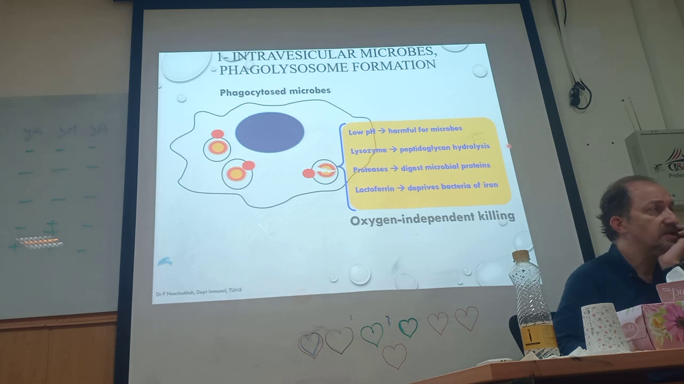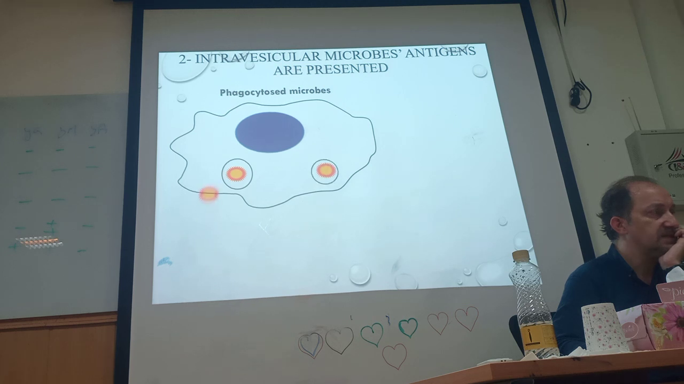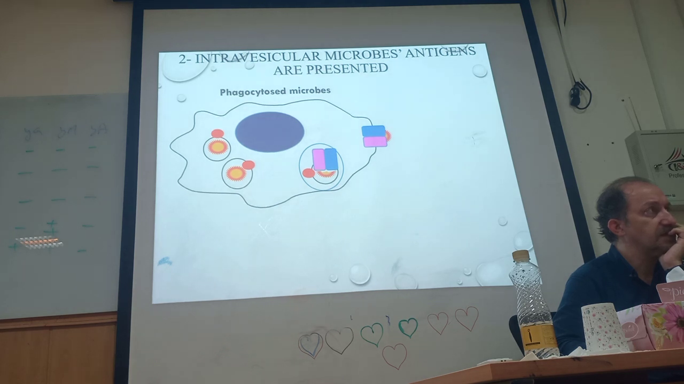So the second one is intravesicular microbe antigen. Again, this is the phagocytosed microbe. Again, it goes inside the phagocyte system. Again, the complement helps and invades. And we have the MHC, which presents at the surface of the phagocyte. Do you know which kind of MHC, class 1 or 2? Two. We have MHC class 2 here.